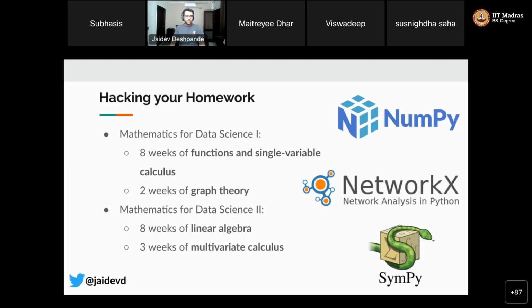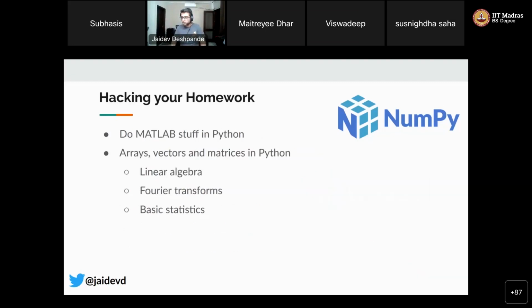Right? And then finally, another very useful library from a homework perspective is SymPy, which stands for Symbolic Python. This is something that you can use pretty much every day as an alternative to pen and paper calculations, right? And let's go through them one by one. So NumPy basically is something that lets us do MATLAB kind of stuff in Python.